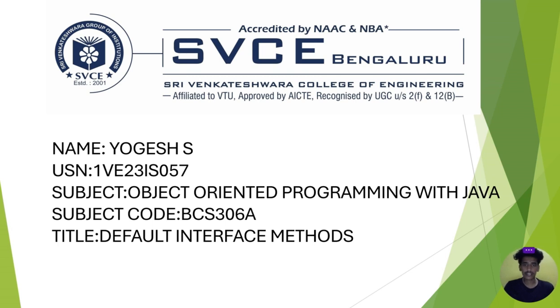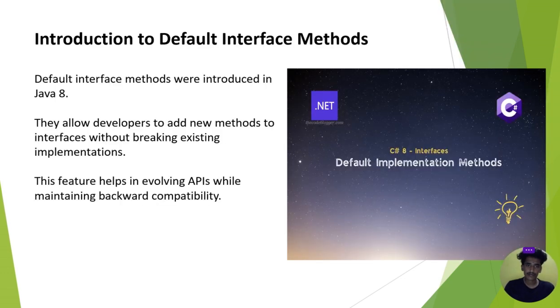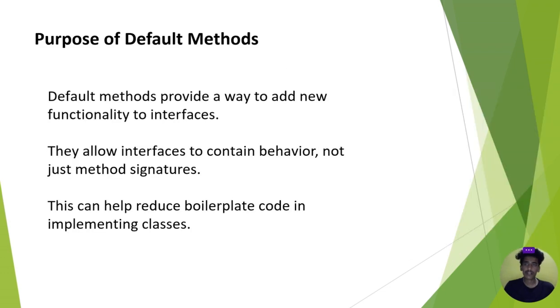Subject Code BCS306A. Today's topic is Default Interface Methods. Introduction to Default Interface Methods. Default Interface Methods were introduced in Java 8. They allow developers to add new methods to interfaces without breaking existing implementations. This feature helps in evolving APIs while maintaining backward compatibility.